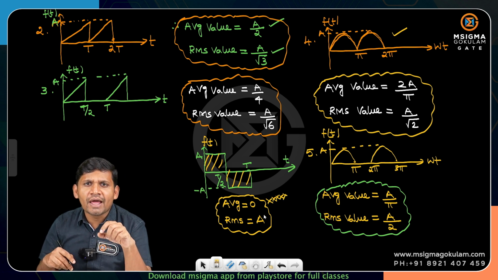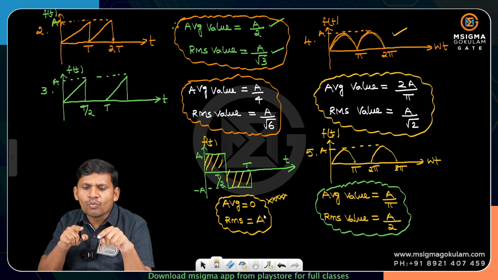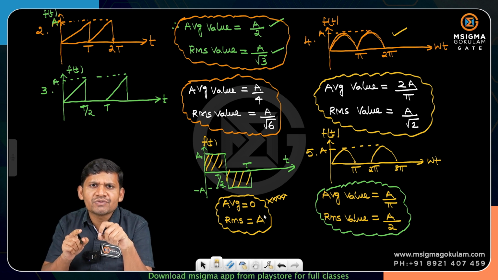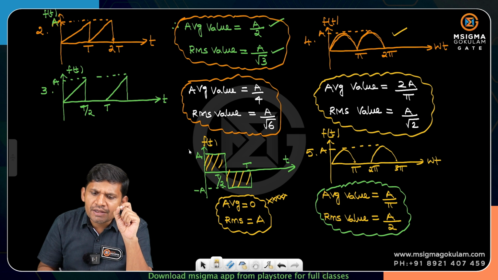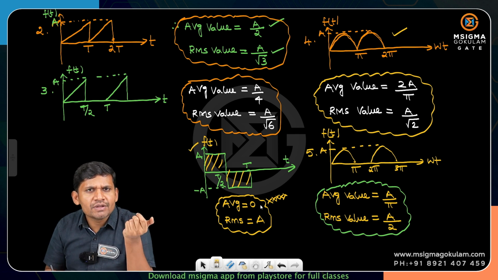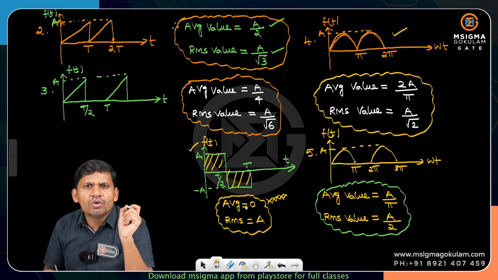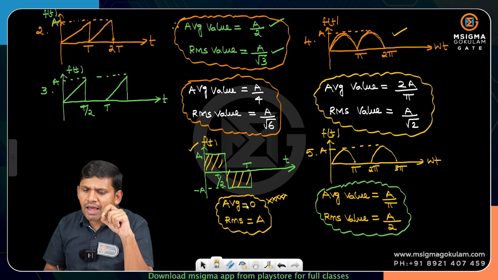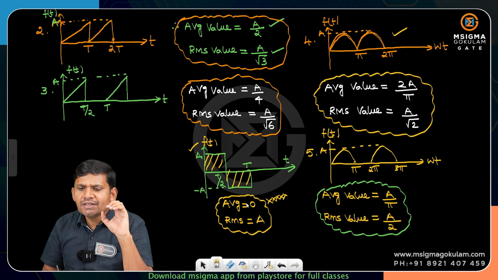When I ask the question, you should be ready to answer directly, students. For a square waveform, the RMS value is the peak value. That is, A is the RMS value. Peak value is also A. RMS value is A. But in one cycle, the average value equals 0. Like this, for different waveforms, you have to remember, students.